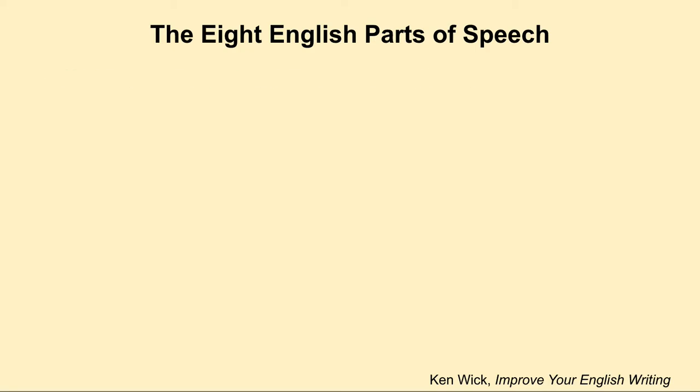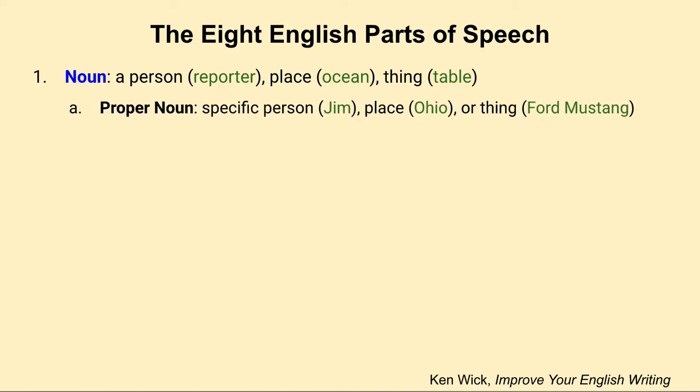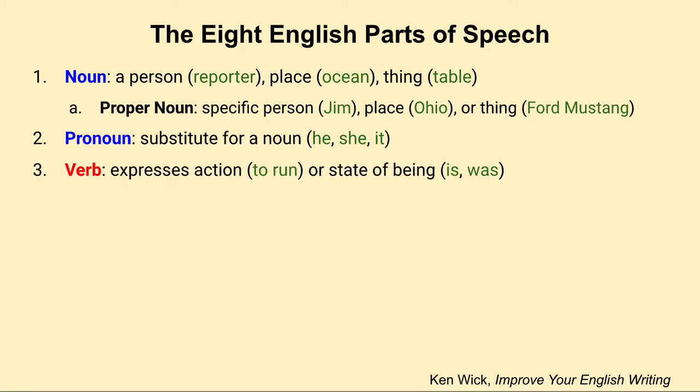So what are the 8 English parts of speech? A noun, which is just a person, place, or thing. And a proper noun is a specific person, place, or thing. A pronoun, which is just a substitute for a noun, he, she, it, etc. A verb, which expresses action or a state of being.